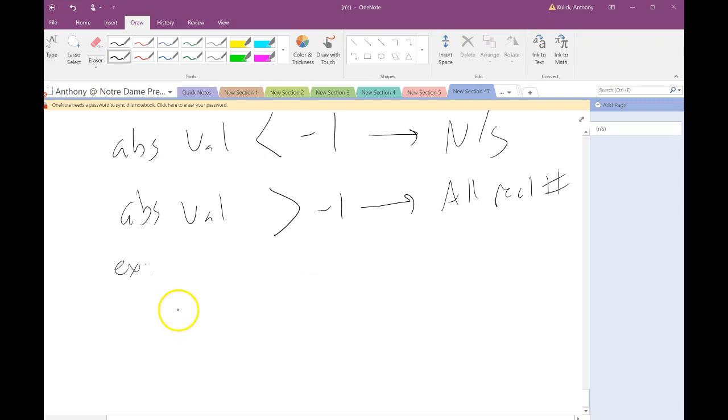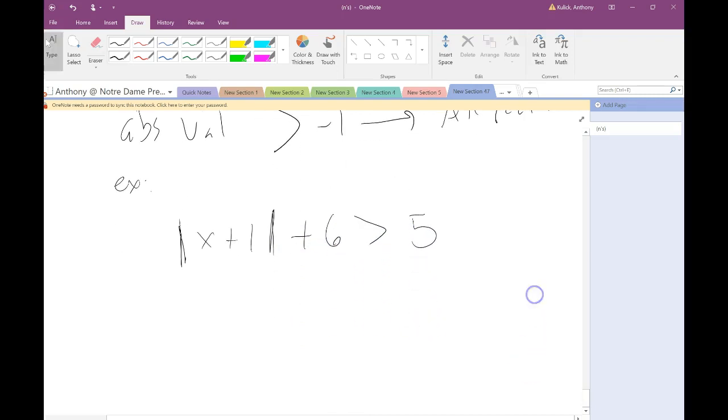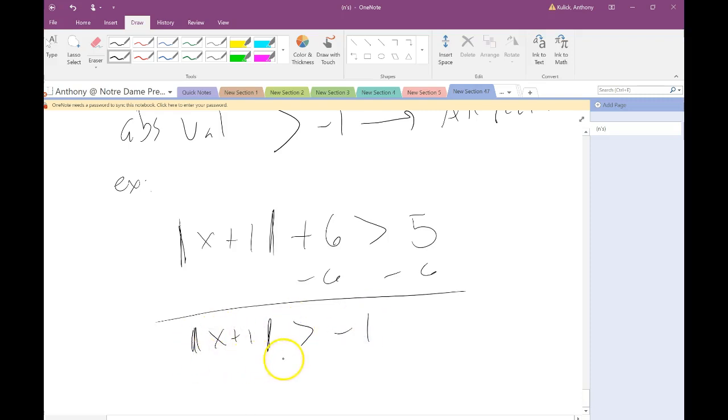So let's see if we can come up with a specific example where one of these two things happens. Bear with me as I'm making this up on the fly. So if I have this, I subtract 6 from both sides. Absolute value greater than a negative. This is all real numbers. That's my solution, right? Does that make sense there, Bryce?